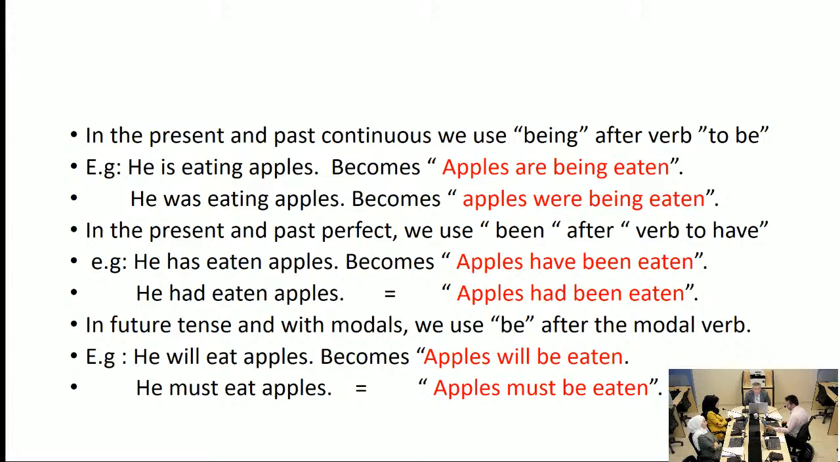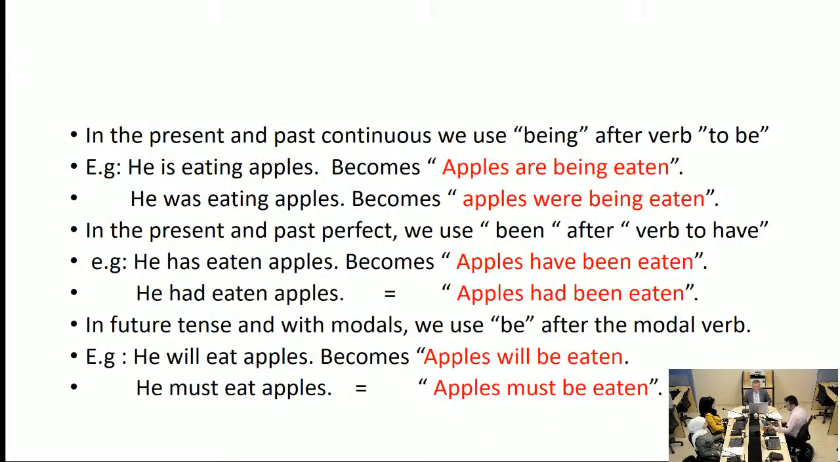In the present and past perfect, we use been after the verb to have. I think in the ninth grade they don't have present perfect or past perfect in the passive. This is in general; if they don't want to have an idea, it's okay to just heed what they have. But this is the passive voice in general as grammar, and even teachers can benefit from it. Example: he has eaten apples becomes apples have been eaten. The past perfect: he had eaten apples becomes apples had been eaten.